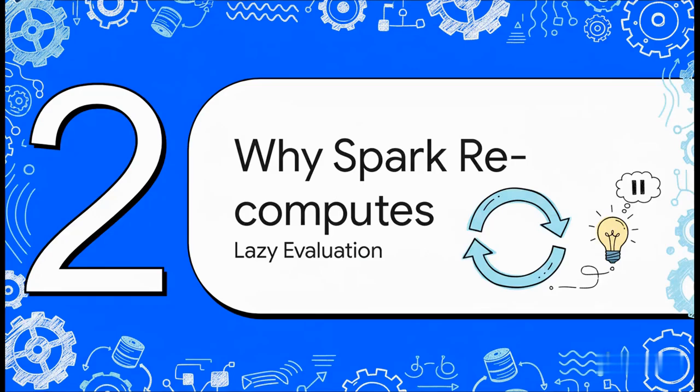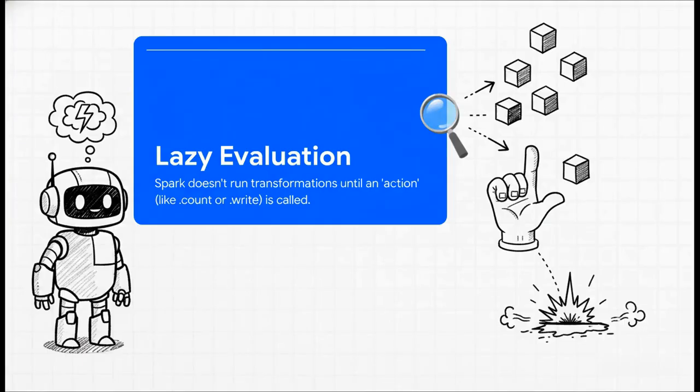That question leads us right to a really fundamental concept in how Spark actually operates. The reason it recomputes everything comes down to a core feature called lazy evaluation. You know, the best way to think about lazy evaluation is to imagine Spark as this incredibly smart, incredibly powerful assistant who has a terrible memory.